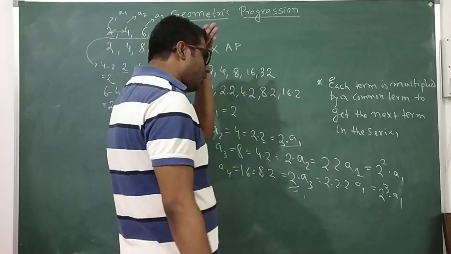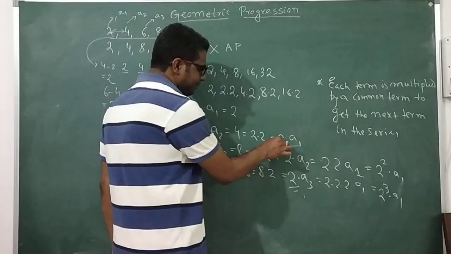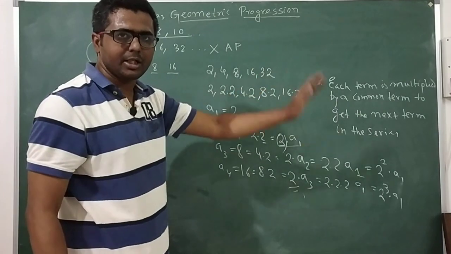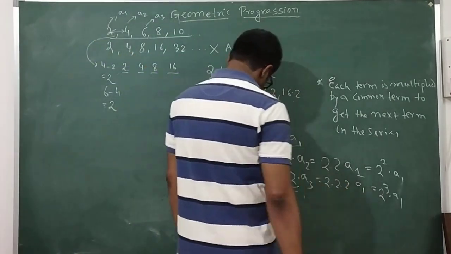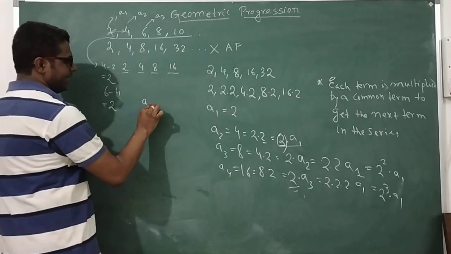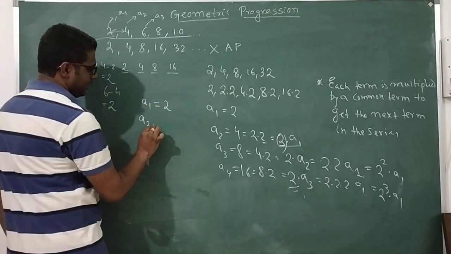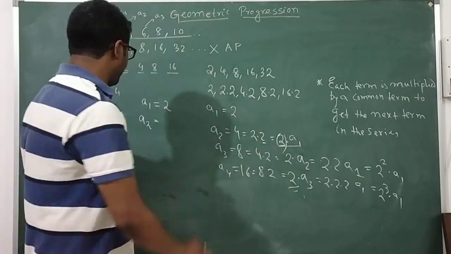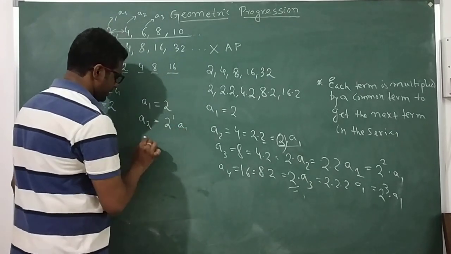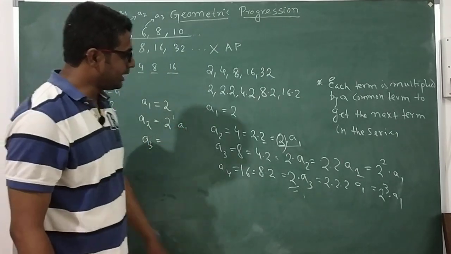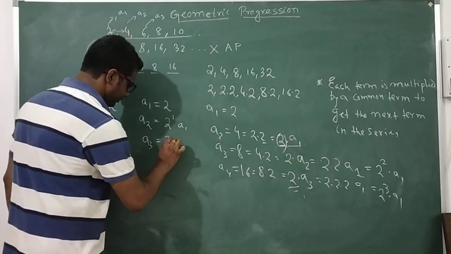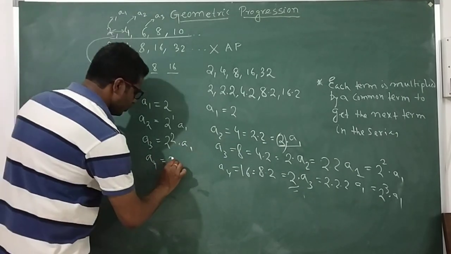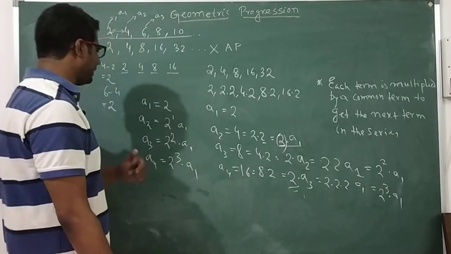Here, if you see over here, what is common? This term 2 has been multiplied with every term to get the next term. So I again write A1 is equal to 2, A2 is 2 to the power 1 into A1. What is A3? A3 is 2 square into A1. What is A4? 2 cube into A1.